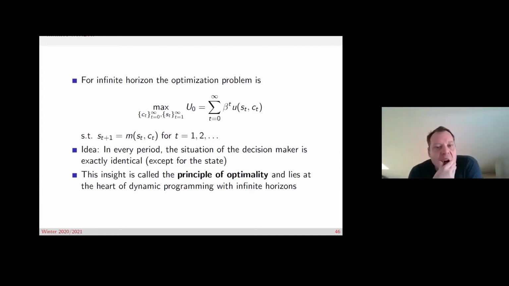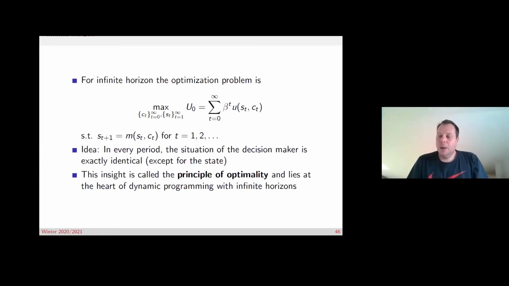Can I think about this beta factor as a kind of impatience rate? For example, if beta is very small, I'm very impatient, and I only value consumption, for example, which is pretty close to my current period. Yeah, okay, cool. This is just time discounting.